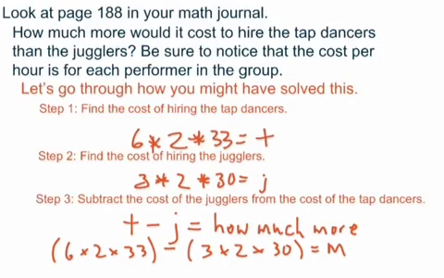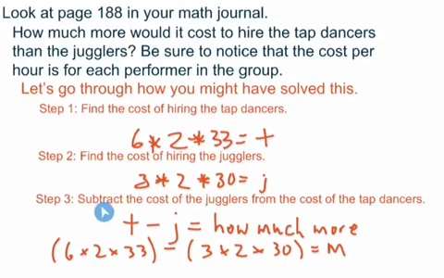I would say, first I'm going to find the cost of hiring the tap dancers. And you can see I've written there that the tap dancers, there's 6 of them, and I'm looking for them for 2 hours, and they're $33 per hour per person. So that's my number story here that represents that. And then I would find the cost of hiring the jugglers, and there's 3 of them, 2 hours, $30 for each hour per juggler. So that's my number story with the unknown here.